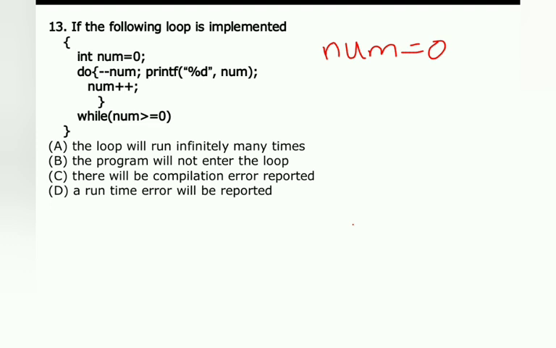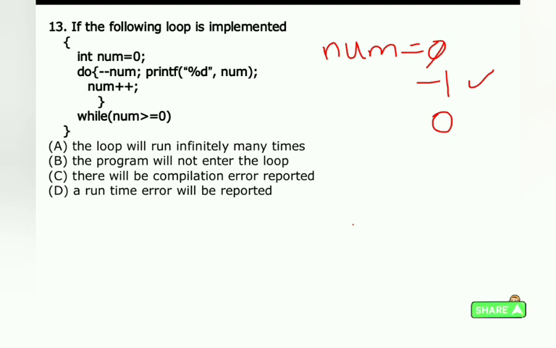Now number is decremented by 1, so number becomes minus 1 here. So 0 will become minus 1. Printf %d, number: the current value of number, that is minus 1, will get printed here. Next, number is post-incremented, incremented by 1, so number becomes 0 again.